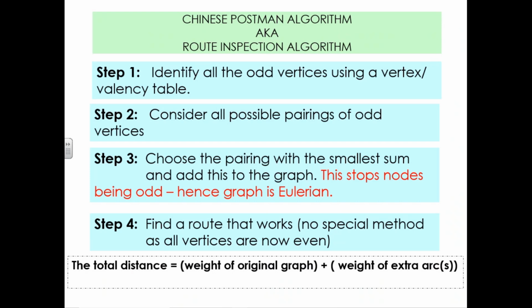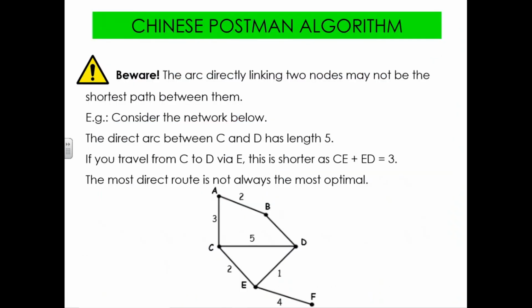One thing to note is that just because two nodes are linked directly to each other, it doesn't necessarily mean that that is the shortest route between them. Sometimes you might have to go in a roundabout way to actually get the shortest route through a network, which is what this is. So the example that we've got here is from C to D. So the direct arc is 5, but this is not the shortest way to get from C to D, because if you go via E, that's just 2, add 1, that's just 3. You've just got to be really careful when you are checking through your networks.